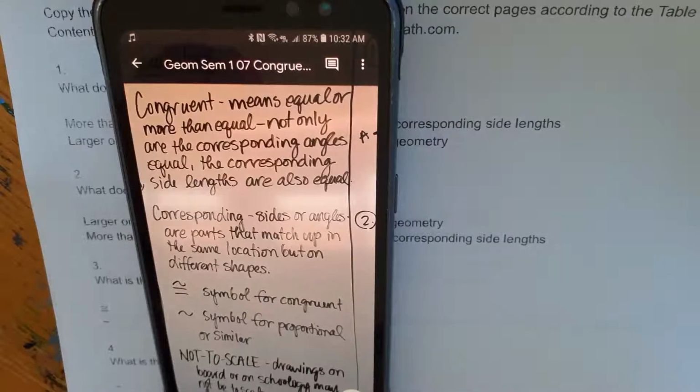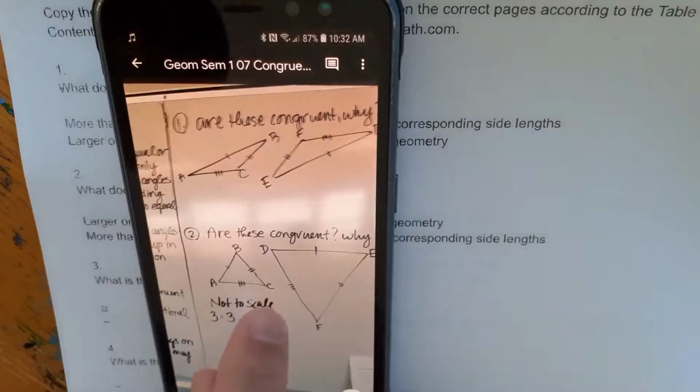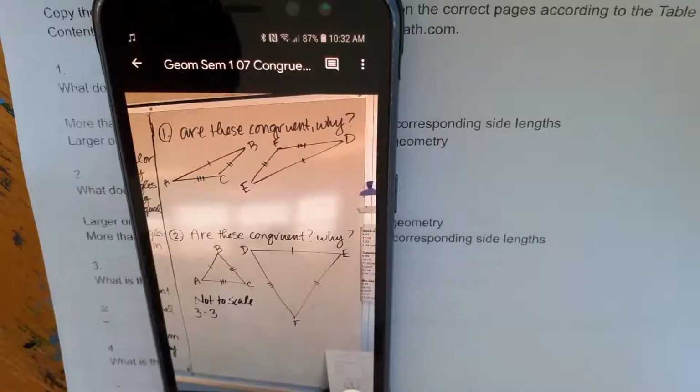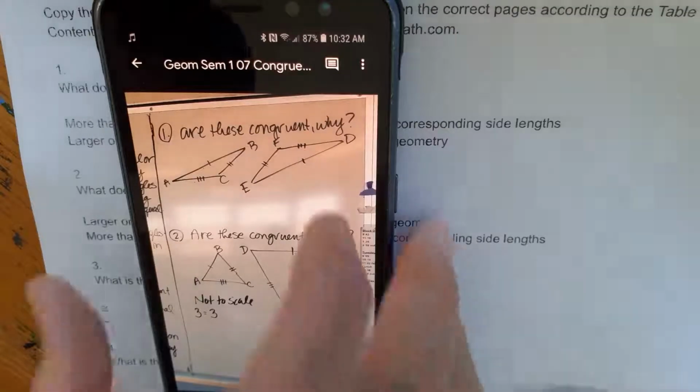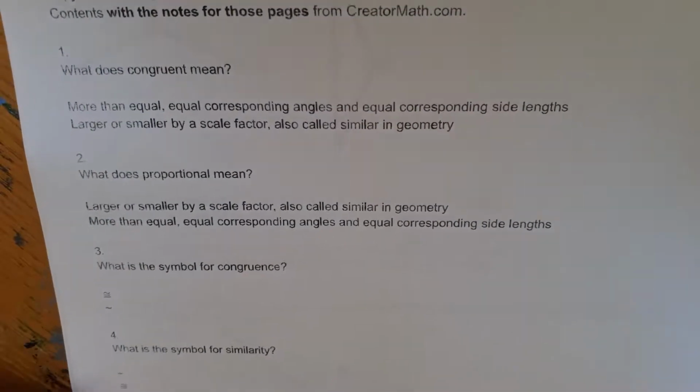Not to scale means the drawings on the board or on Schoology are not drawn to scale. So just because someone draws two triangles the same size, you can't declare them congruent or equal until you use one of the postulates to prove it. Put these problems into your comp book, solve them if you can. Now let's look at the problem sets we've got.